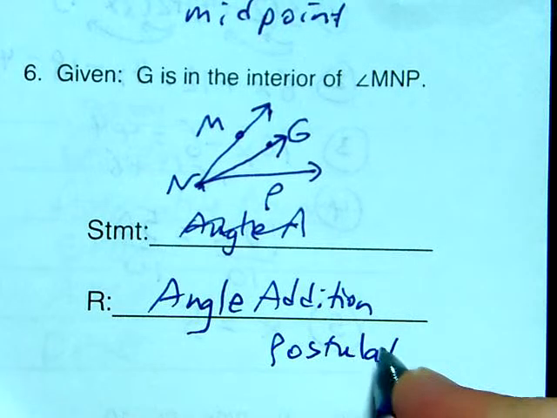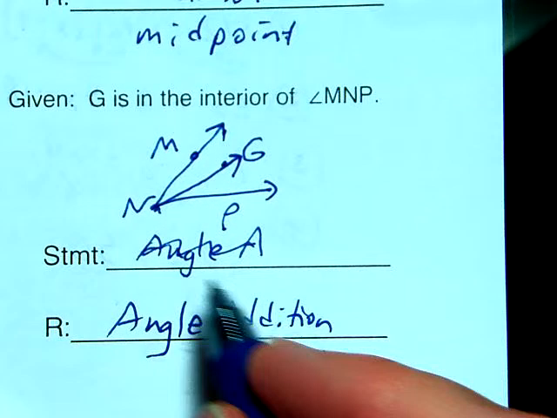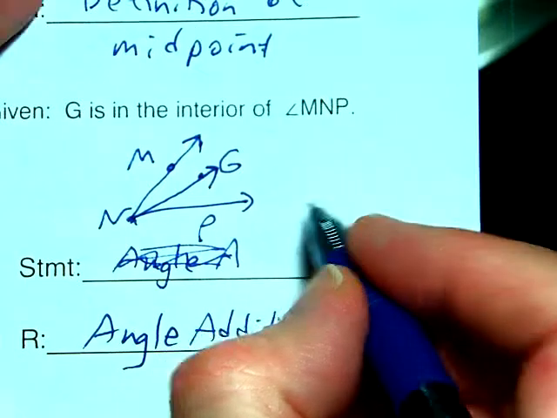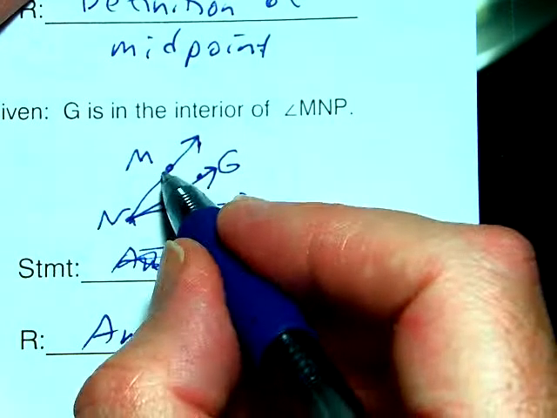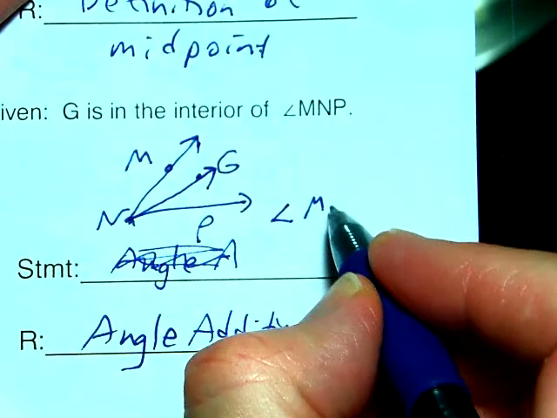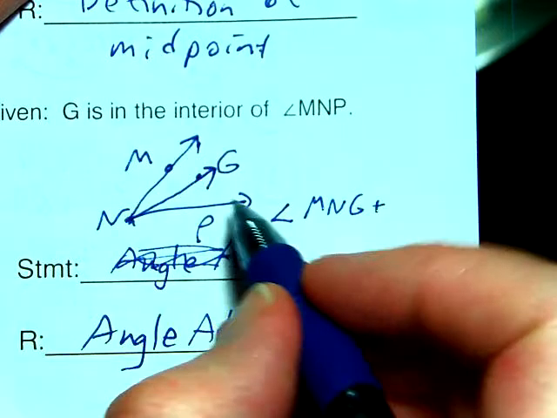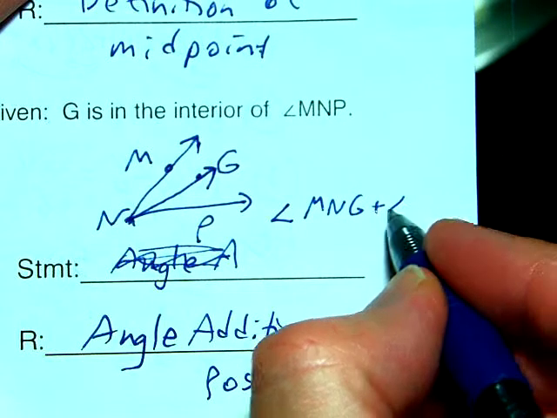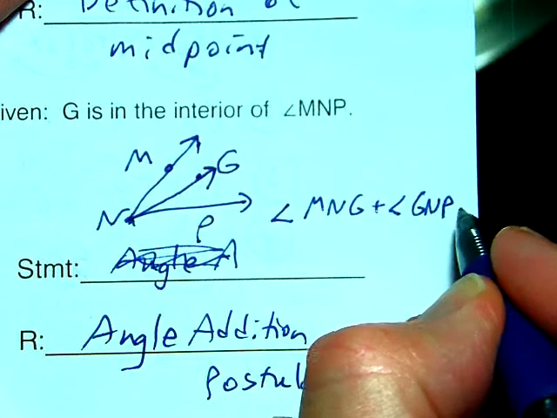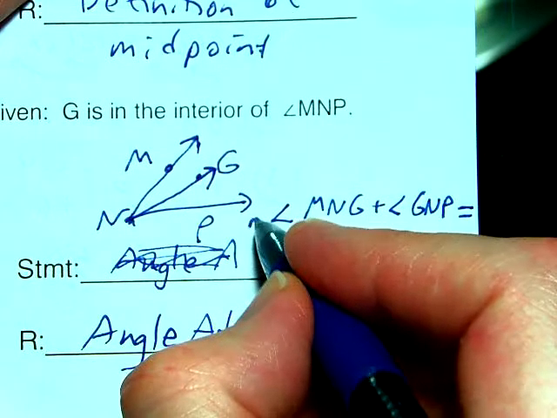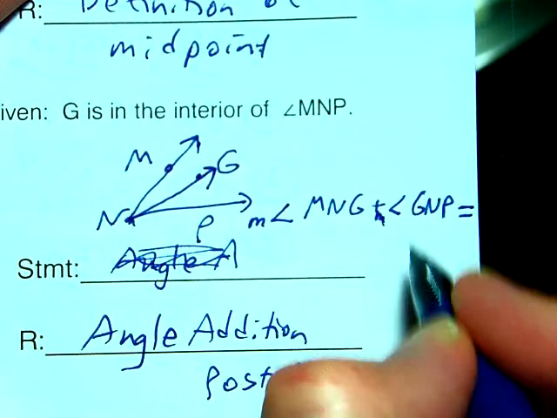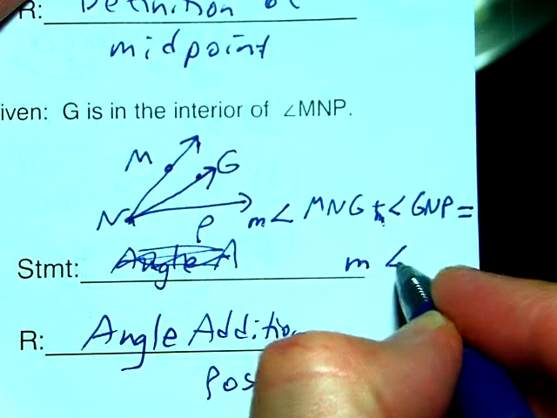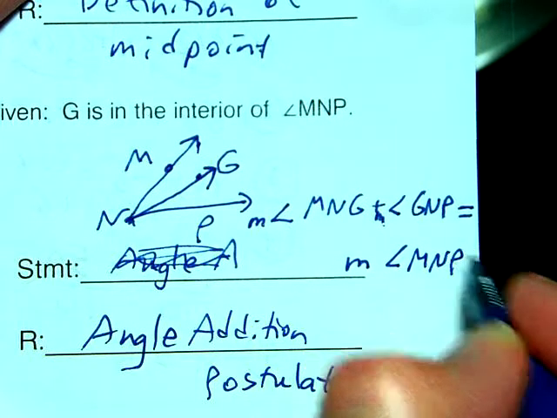And let's write out the statement. The statement would be that angle MNG plus angle GNP, or the measures of these more precisely, is equal to the measure of angle MNP.